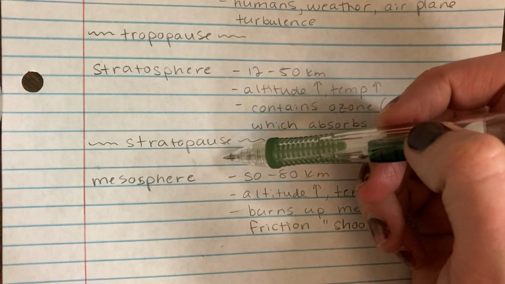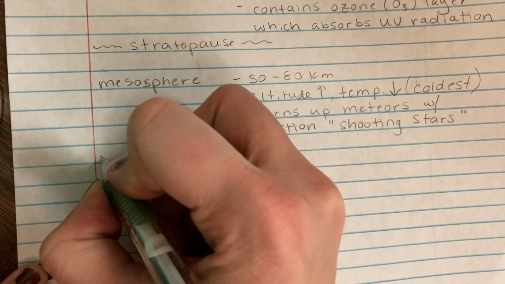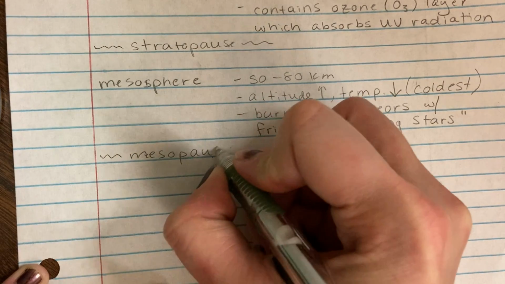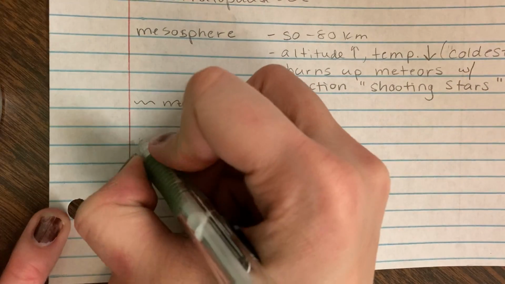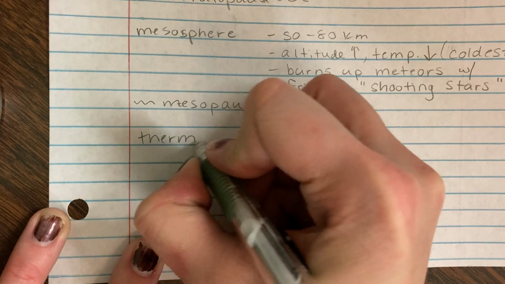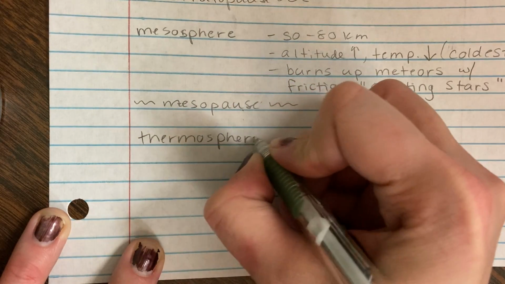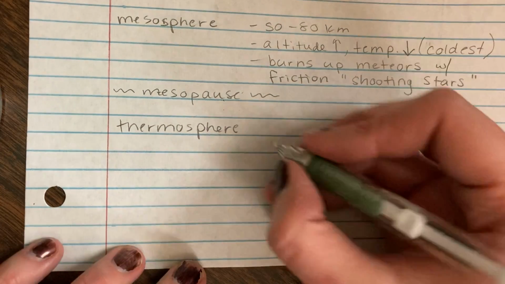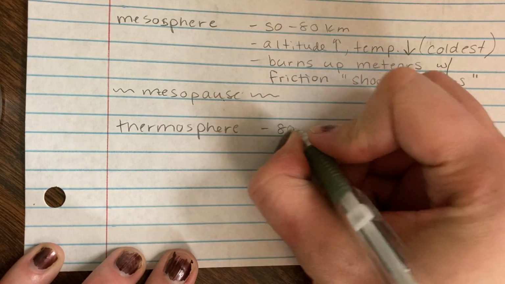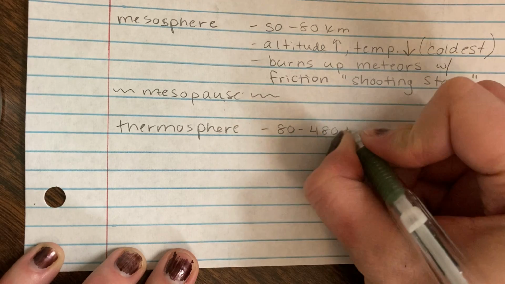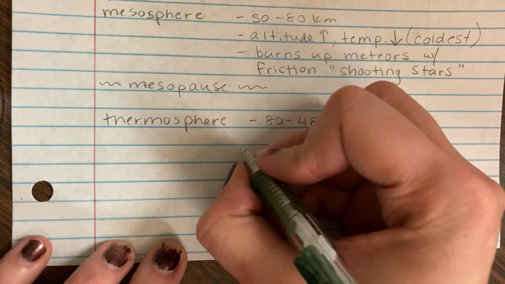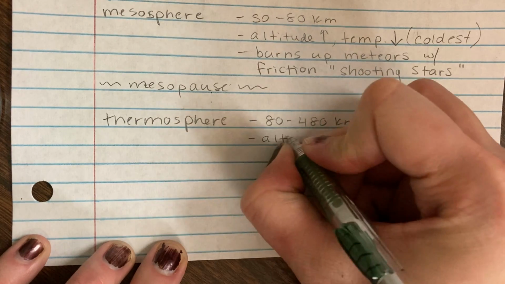So now we had tropopause, stratopause, and now we have mesopause, which is the boundary between the mesosphere and the next layer, the thermosphere. So this is the final distinct layer of our atmosphere. This extends from 80 to about 480 kilometers, so much taller of a layer than the previous ones have been.